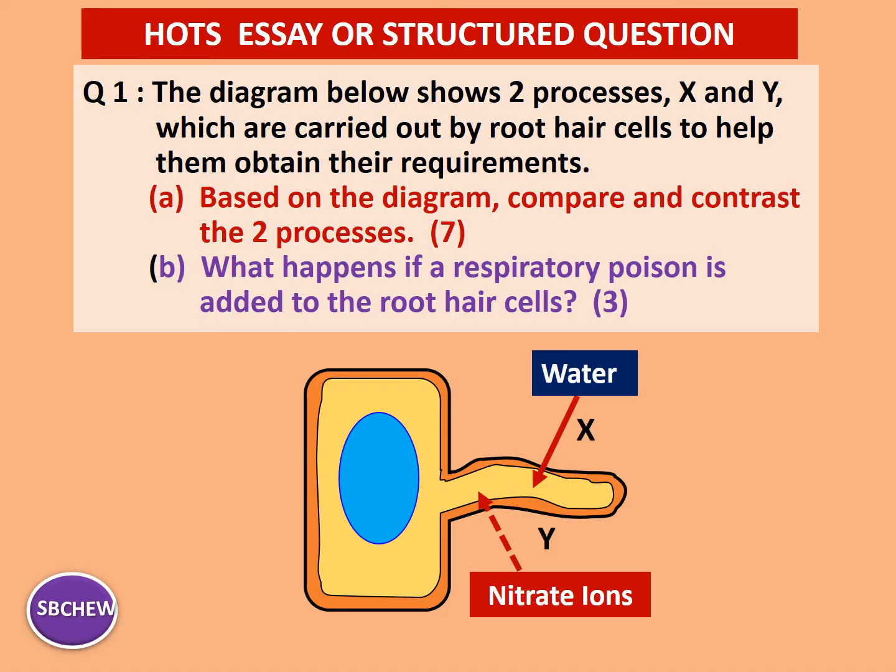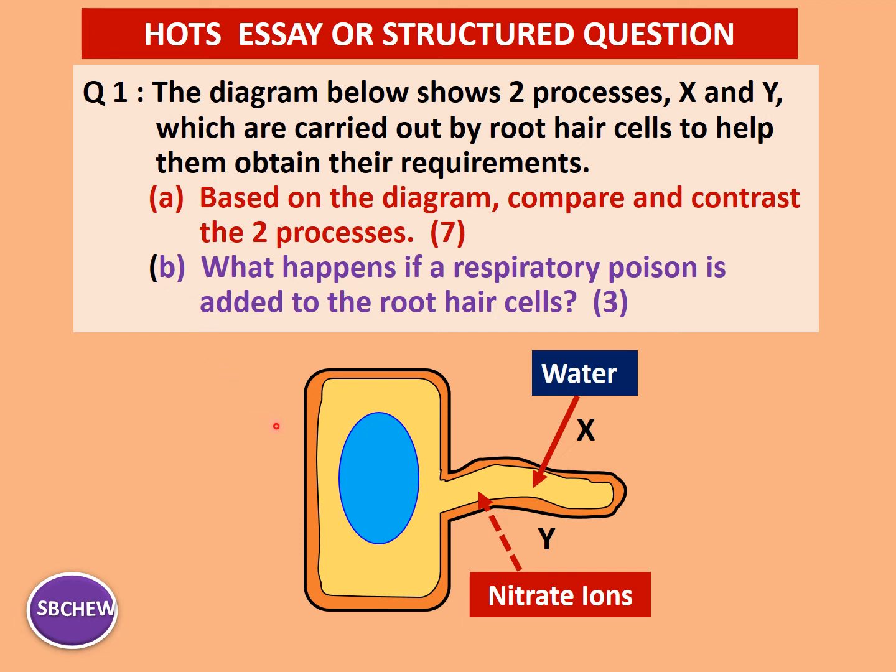Now let's look at a HOTS question, which is a subjective question, either an essay or structured question, to test your thinking skills. Question 1. The diagram below shows two processes, X and Y, which are carried out by root hair cells to help them obtain their requirements. A. Based on the diagram, compare and contrast the two processes, X and Y. And B, what happens if a respiratory poison is added to the root hair cells?